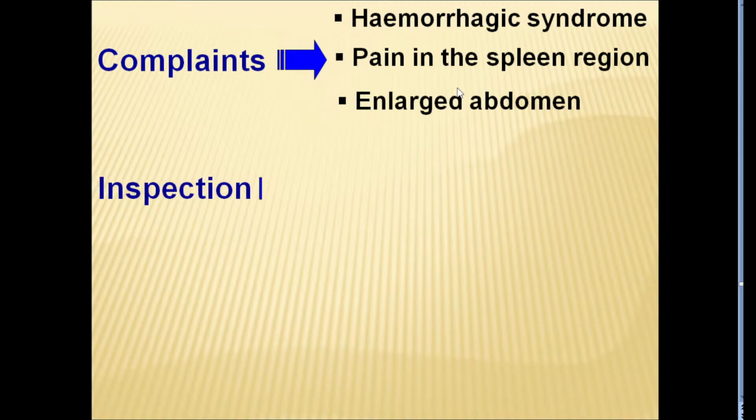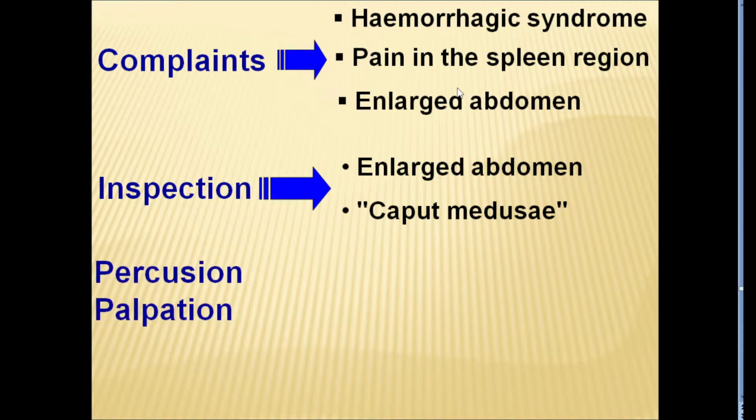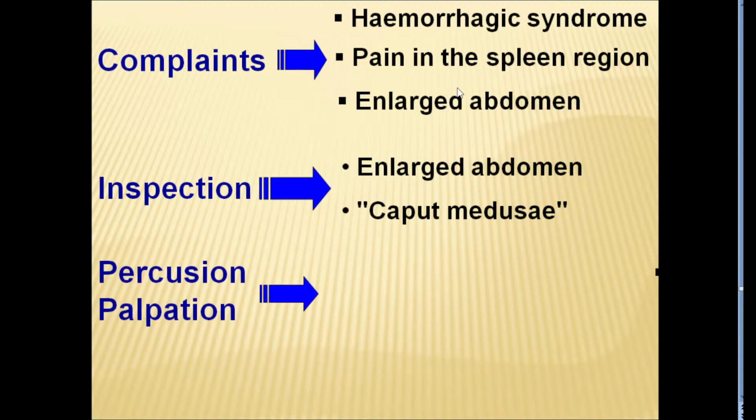On inspection, we can see an enlarged abdomen due to ascites. We can see caput medusae due to cava-caval anastomosis, and we will obligatorily examine the spleen to reveal splenomegaly and palpate and percuss the abdomen to clarify ascites, on which we'll stop additionally later.